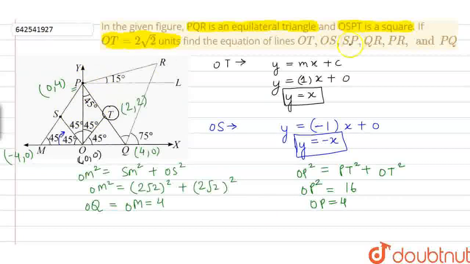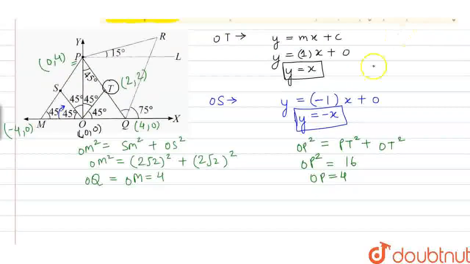Now to find the equation of this line segment SP, we know the slope of this line segment and we also know the intercept of this line segment. So finally we can write the equation of line SP. So SP would be y equals to mx plus c, where m is tan 45 degrees, which is equal to 1, x is x, and c is basically the intercept of this line on the y-axis, which is equal to 4 units, so this becomes 4. So finally the equation of SP is y equals x plus 4, right?